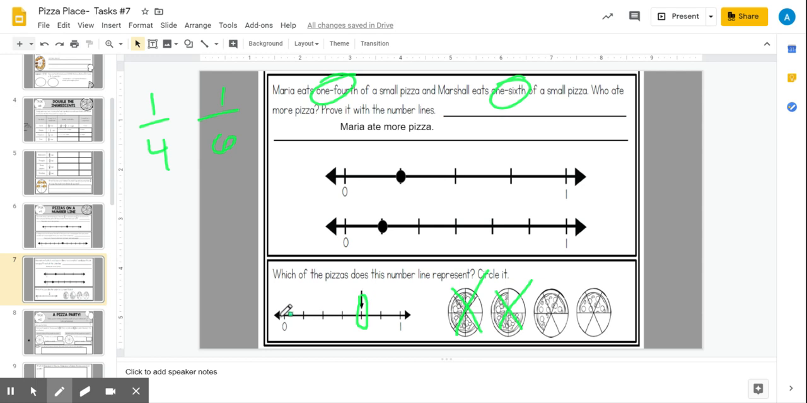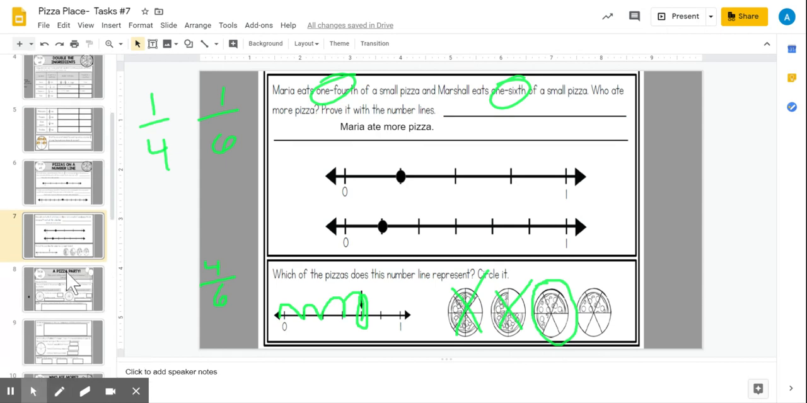Again, start from 0 and do your jumps. 1, 2, 3, 4. So we know that this is 4/6. So this one has 4 slices. This one has 3 slices. So the answer is the third one. 1, 2, 3, 4 out of 6.